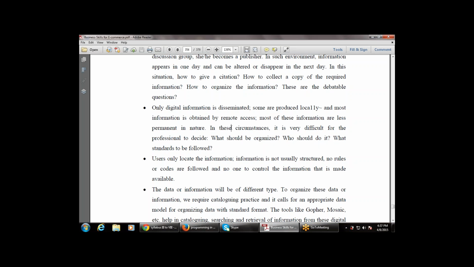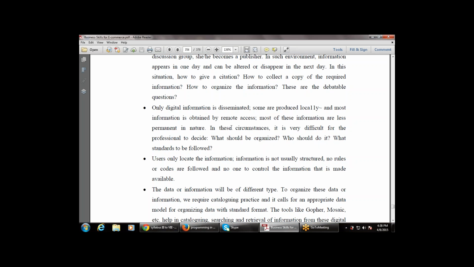Next challenge is that users can only locate the information. Information is not usually structured. No rules or codes are followed. That is, users can only locate the information, it is not usually structured, no rules or codes are followed, and there is no one to control the information.